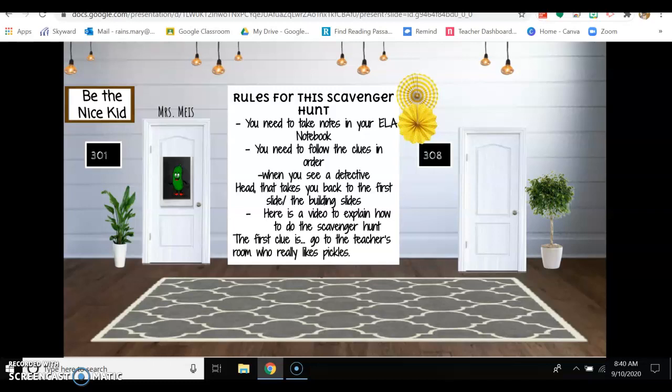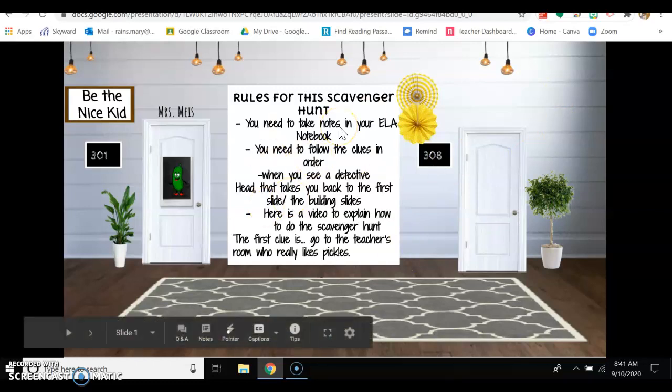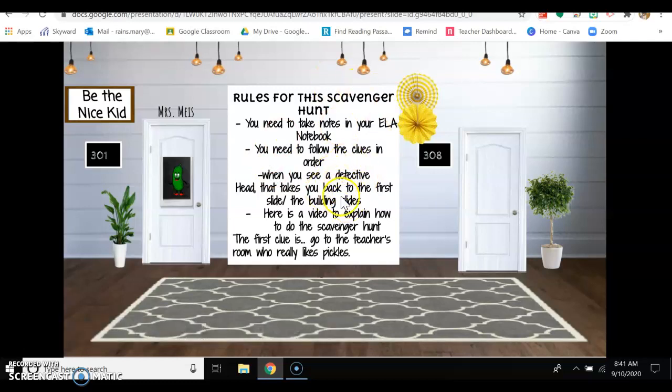Second rule is that you need to follow the clues in order. The reason why you need to do this is because you need to make sure that you get all of the terms, and if you don't follow them in order, you might miss something. And so it's just easier this way if you just go in order. The third rule is, when you see a detective head, this takes you back to the first slide or the building slide. So it'll take you back here so you can navigate through the different building areas. And I'll show you what I mean by detective head here in a second.